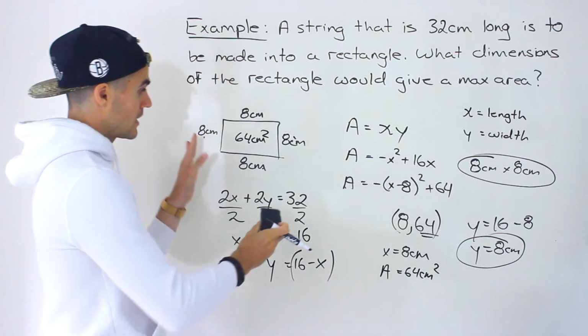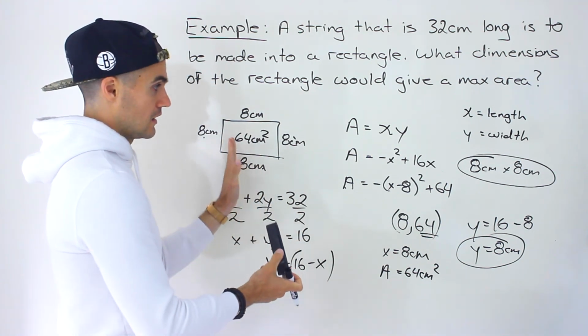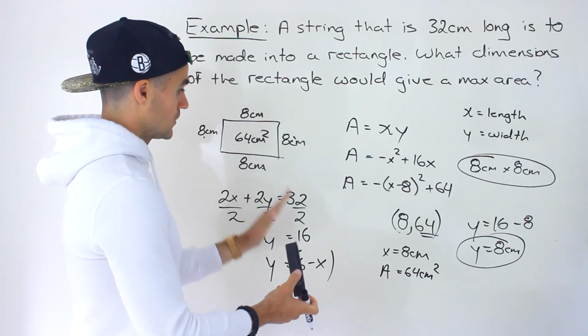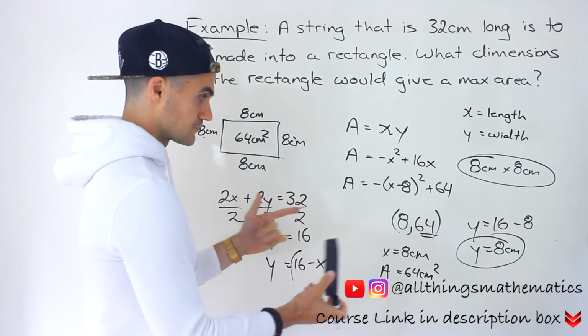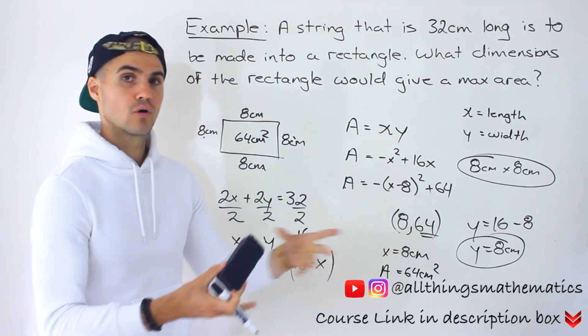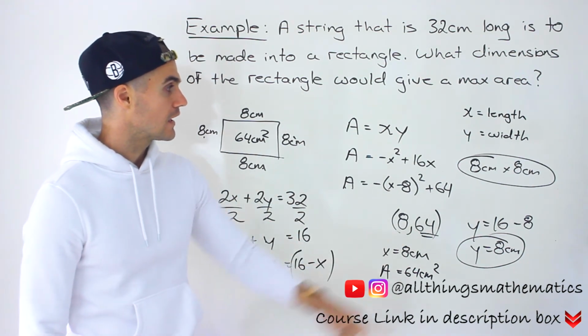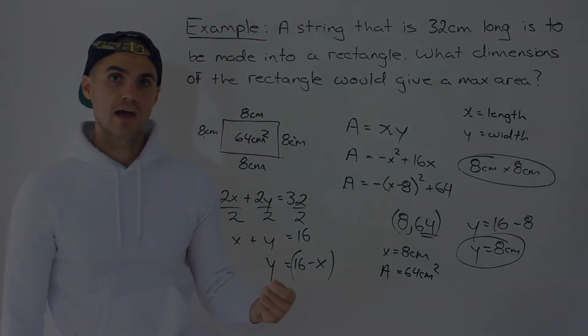All right, so if you tried other combinations, I tried a couple at the beginning, whatever combination with this perimeter of 32, it's going to give you a lower area than 64. 64 centimeters squared is the maximum area that you can get, and those are the dimensions that give you that.